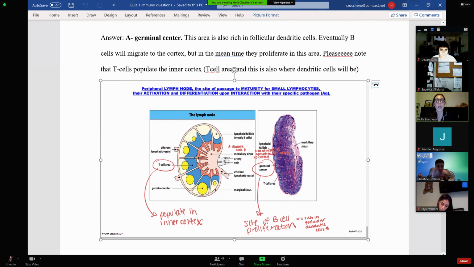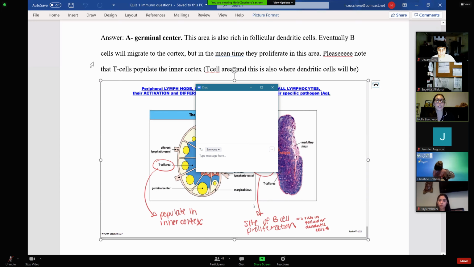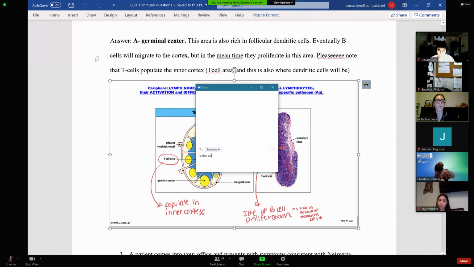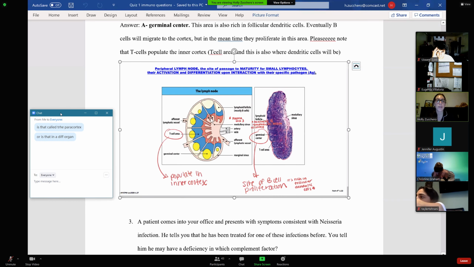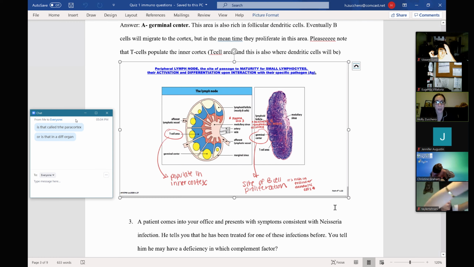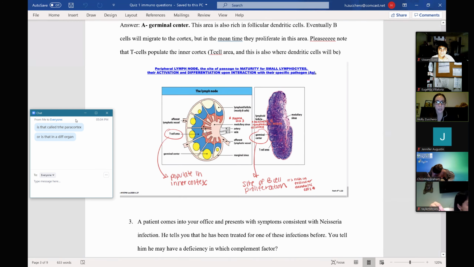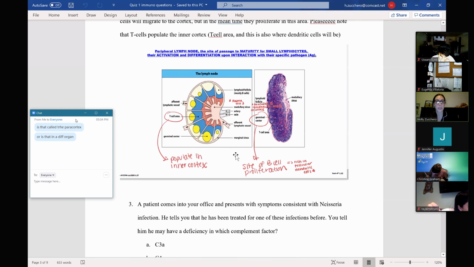I think it tricked some people on one of his quizzes or exams because they read medullary sinus or medullary cortex or whatever like that. The T cells are not in the medullary sinus. The plasma cells are. But the T cells and your dendritic cells will be in this inner cortex. So please recognize that.